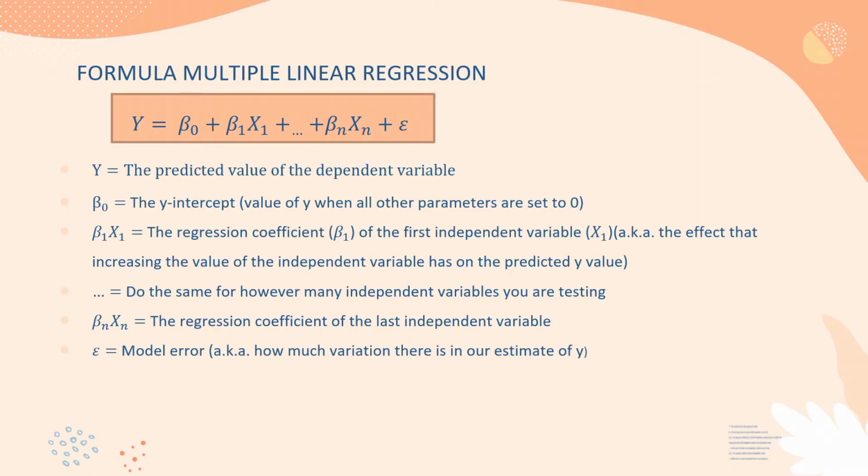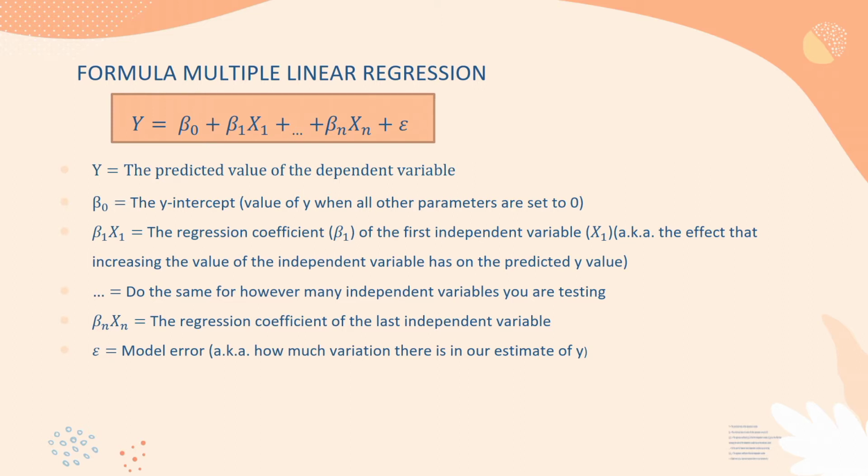So here is the multiple linear regression formula. The formula is y equal to b naught plus beta 1 x1 plus so forth plus beta n xn plus error term. So y is the predicted value of the dependent variable.